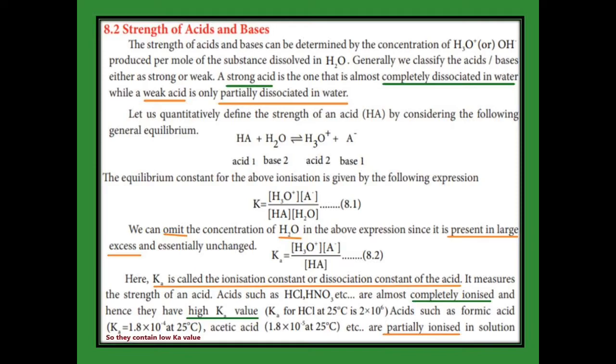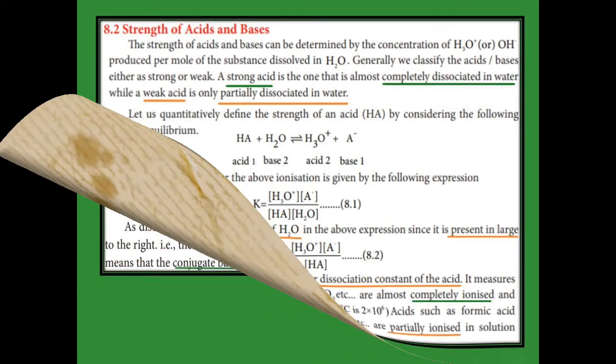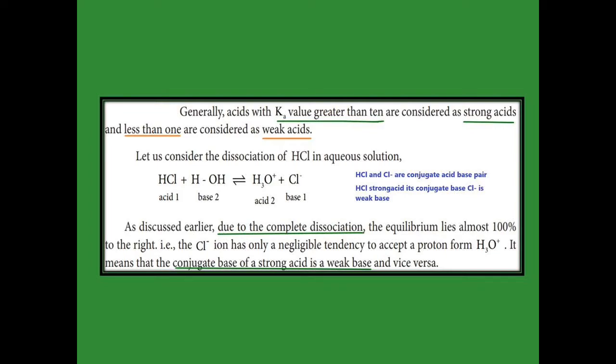And for formic acid, the Ka value is given as 1.8 into 10 power minus 4. It is a low value when compared to the HCl value, isn't it? So those having a low Ka value are partially ionized and are called weak acids. A Ka value greater than 10 means it is a strong acid, and a Ka value less than 1 means it is a weak acid.